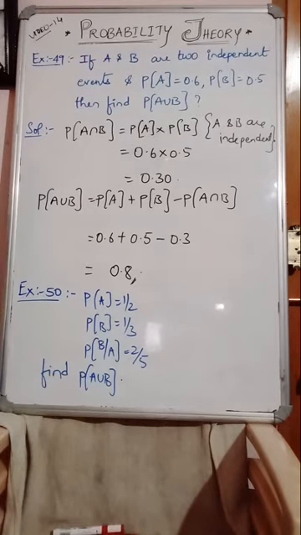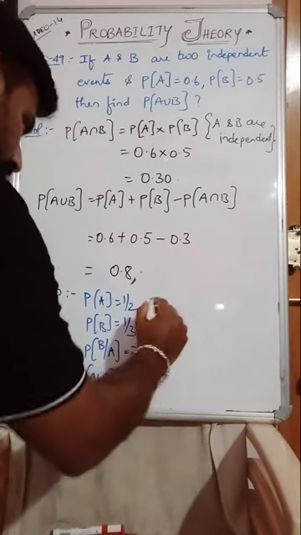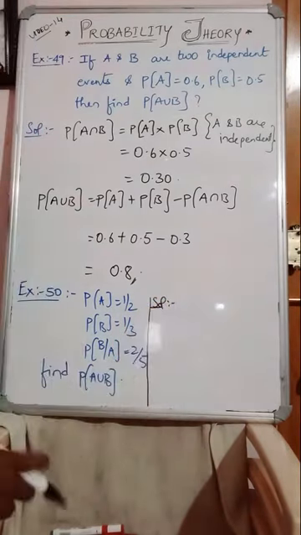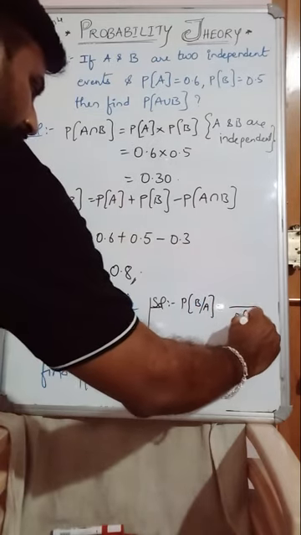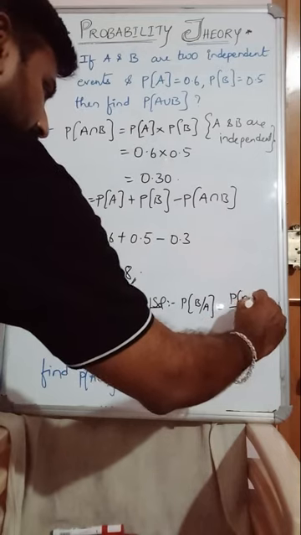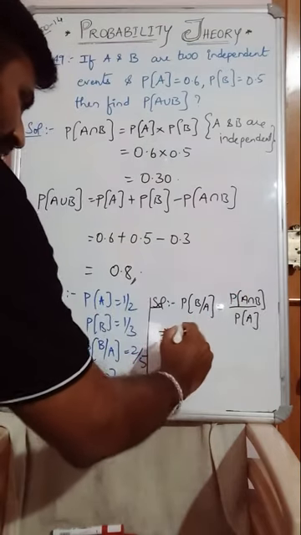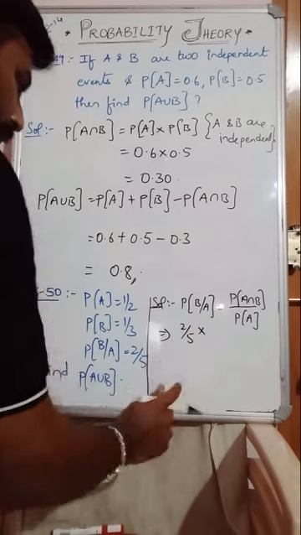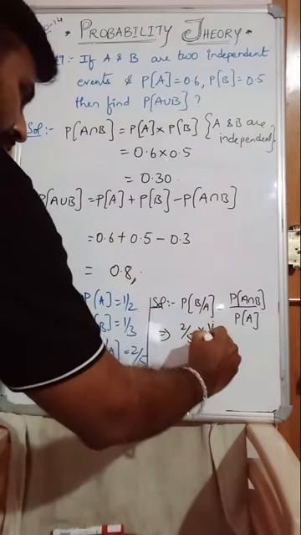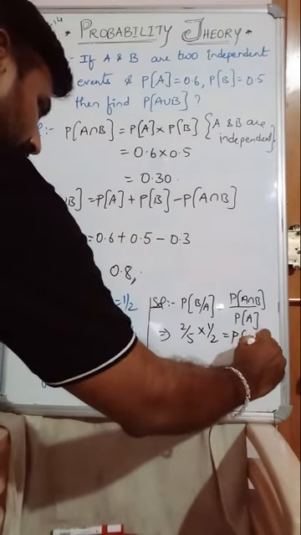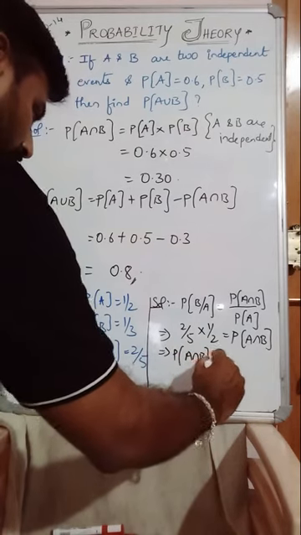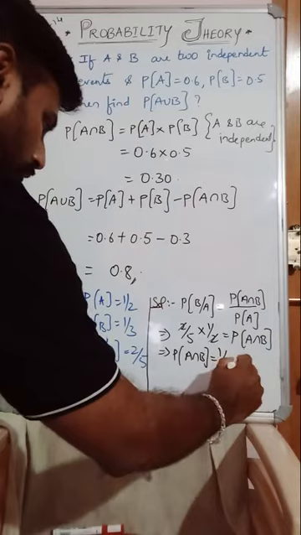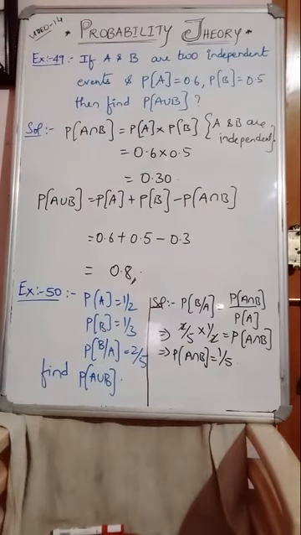Now for this solution, A union B is asked, given P of B given A. So P of B given A, what is the formula? P of A intersection B divided by P of A. So write down that P of B given A is given 2 by 5; into P of A, you take to the LHS. You will be getting the intersection part. Therefore P of A intersection B equals 1 by 5.